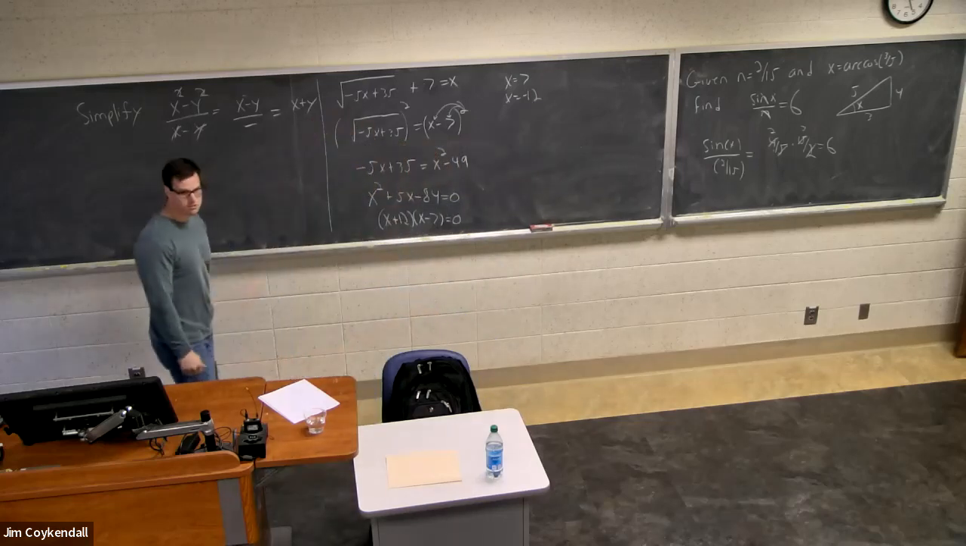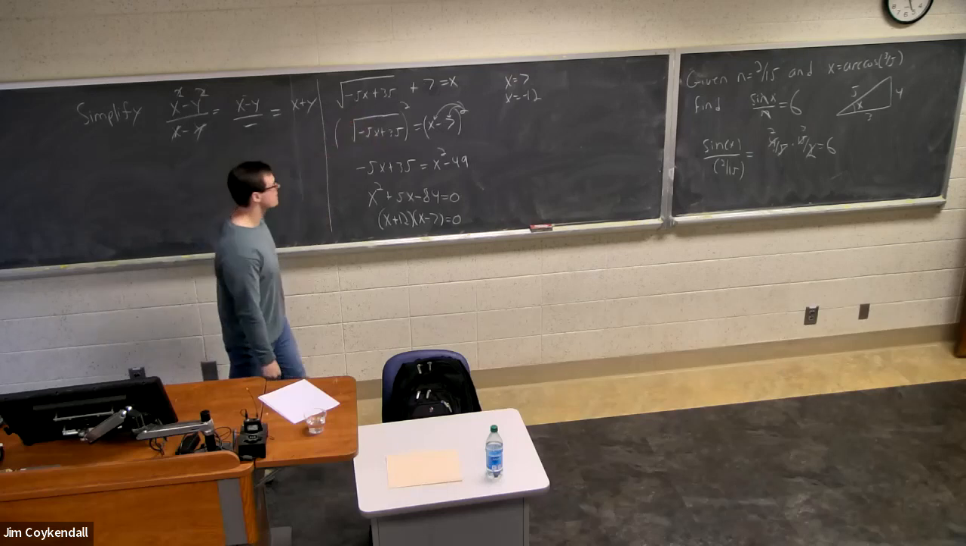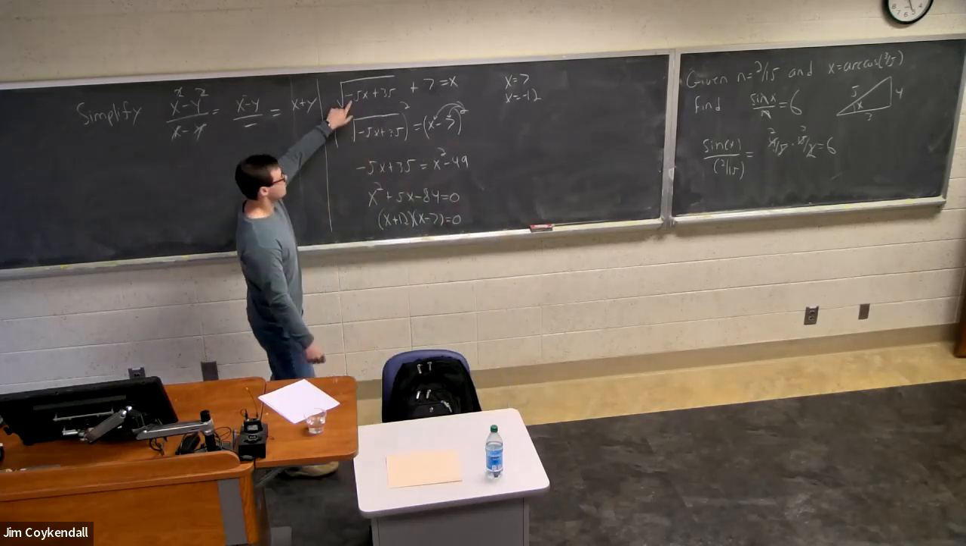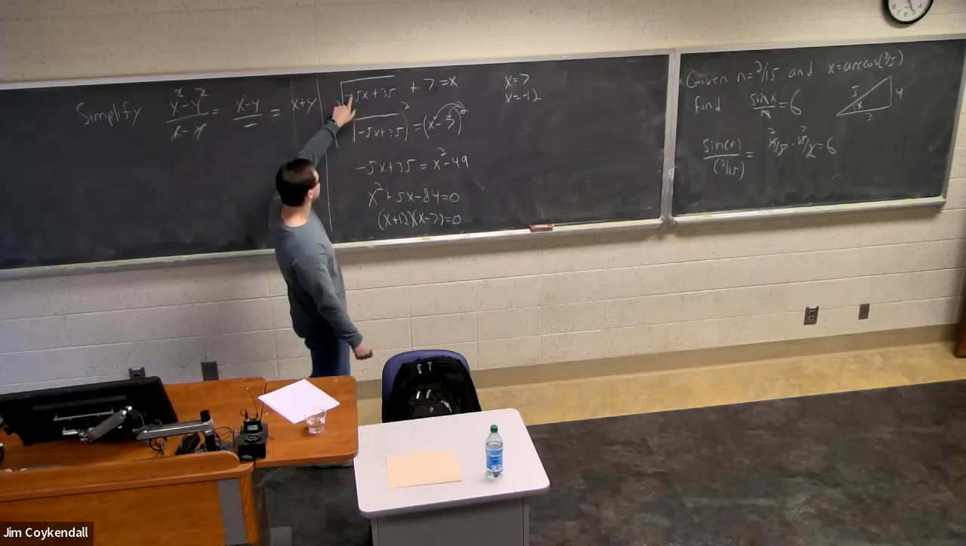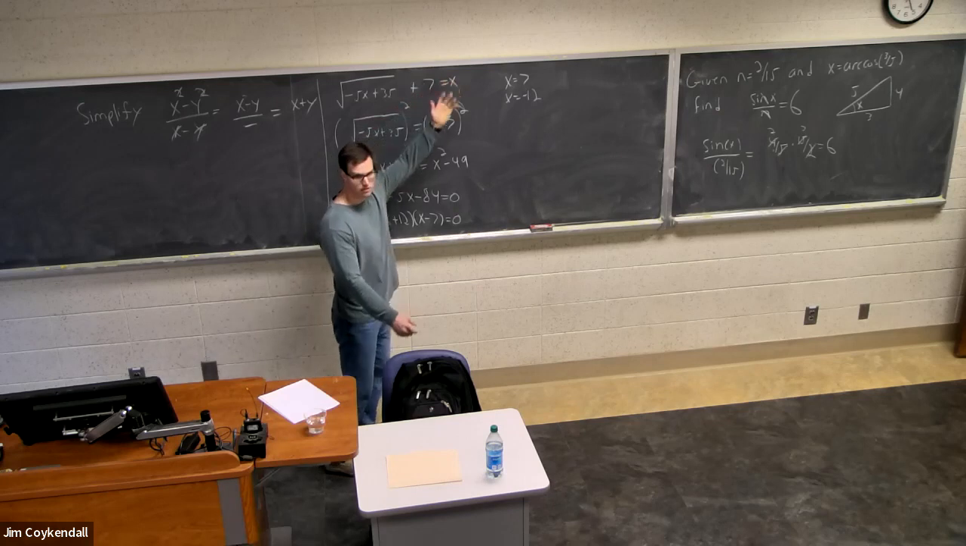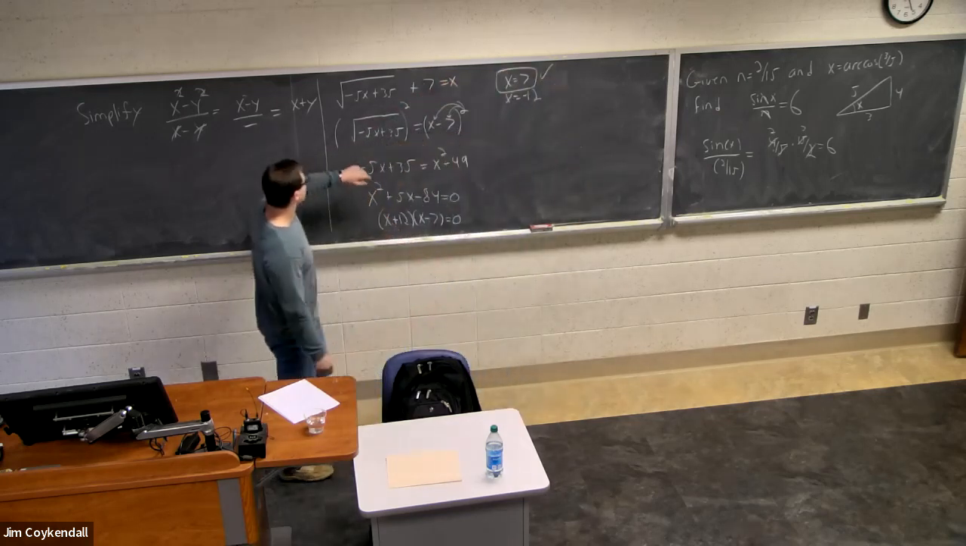Now you have to plug it back in. By squaring it, we added some solutions. So we have to check, plug it back in and check. So I plug in 7. I get -35 plus 35, so I get 0 plus 7 equals 7, right? So that's a keeper. Now plug in -12.